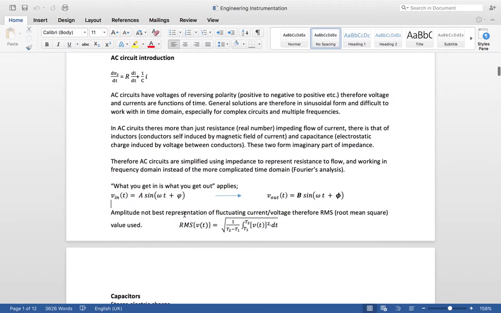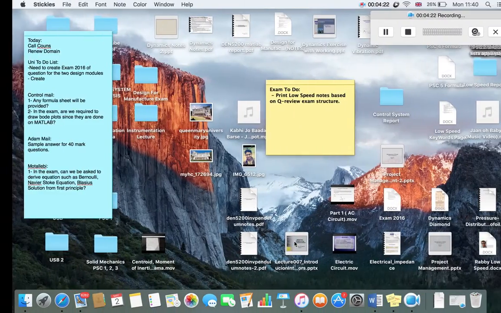Amplitude is not the best representation of fluctuating current and voltage. Therefore, we use RMS, root mean square values. This is the formula. That's all you have to know. Let's pause this for the first page.